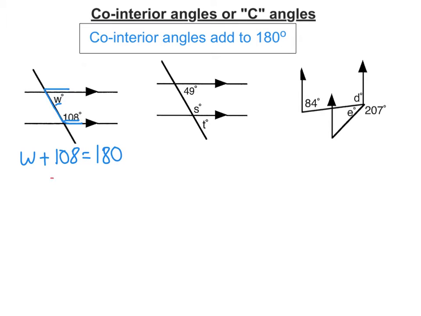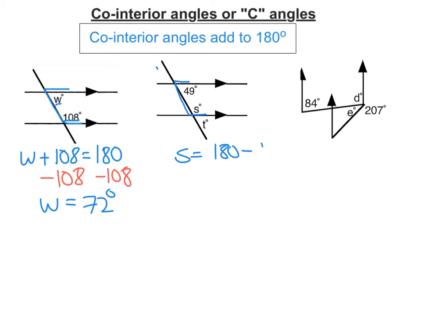So to solve that, I can just take 108 away from both sides, and I'm going to get that W is going to be equal to 72 degrees. Okay. So looking at the second example, using my C, there's my C there, so that I know that S is going to be 180 take away 49. So if that's the case, then S is going to be 131 degrees.